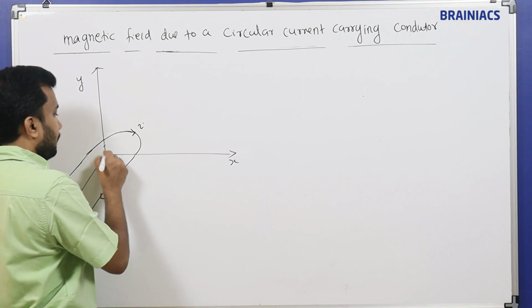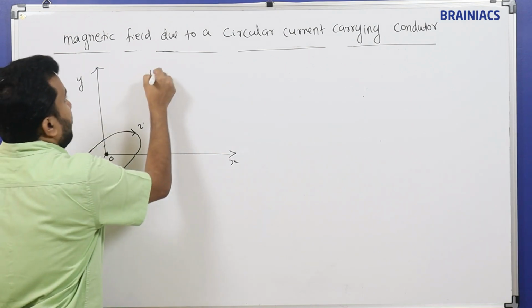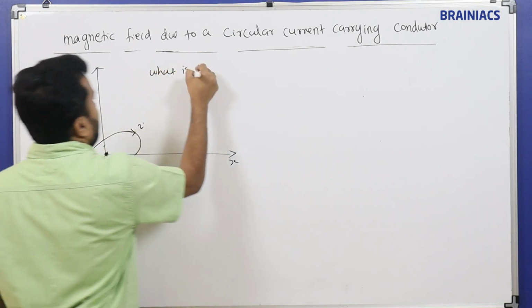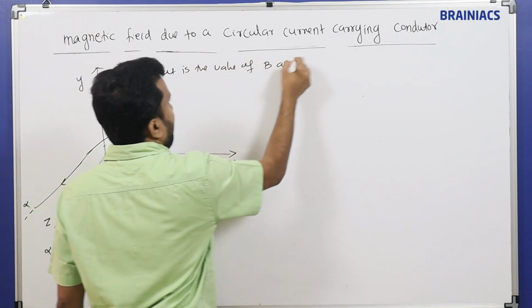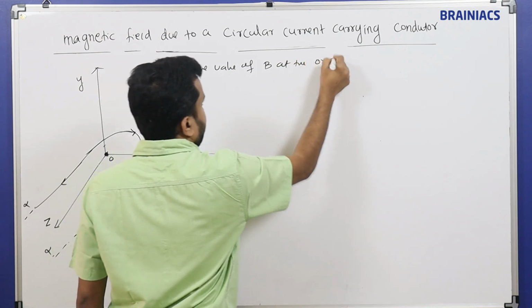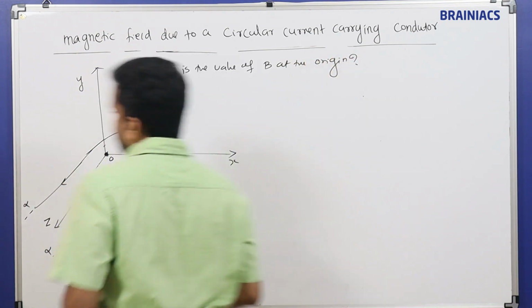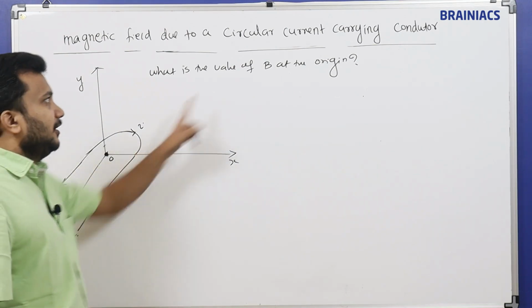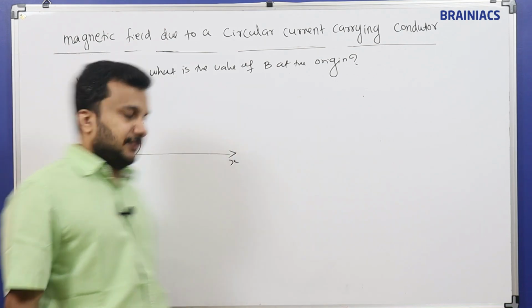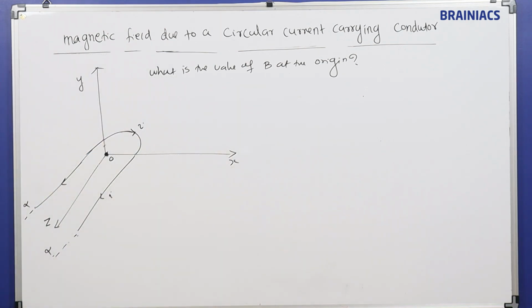So what is the value of B at the origin? What is the value of the magnetic field at the origin? The origin is this point. Here I need to find the value of the magnetic field. The x and y axes are given, so it is a Cartesian coordinate system. How many wires will be here? First of all, three pieces.